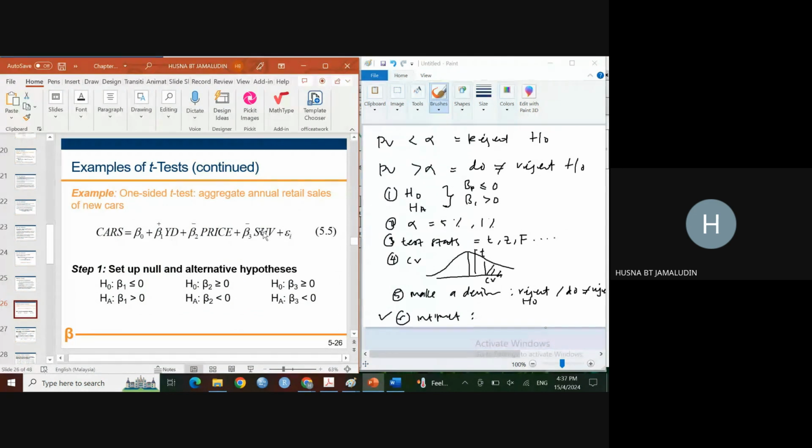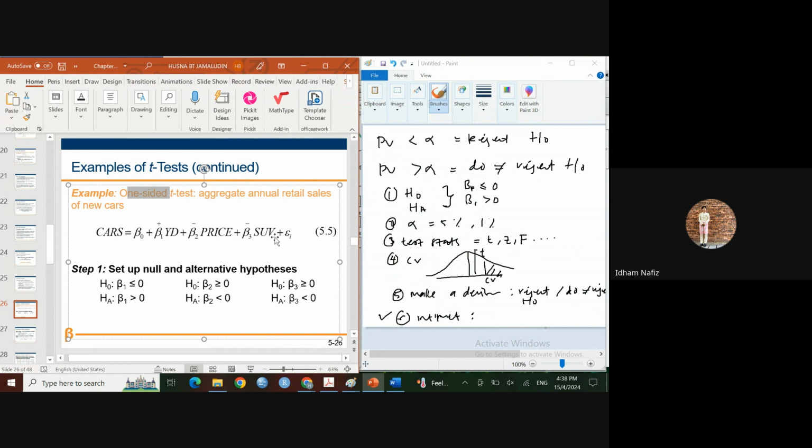Let's look at the example. This is, I think, a new example, and it is for a one-tail test, or one-sided test. This is the retail sales of new cars. The sales of the car depend on what? Depends on the disposable income of people. When people have higher income, maybe the sales of the car will be higher, right? How about the price? When the price of the car is expensive, what happens to the sales of the car? Lower. So this is SUV. Do you know SUV car?